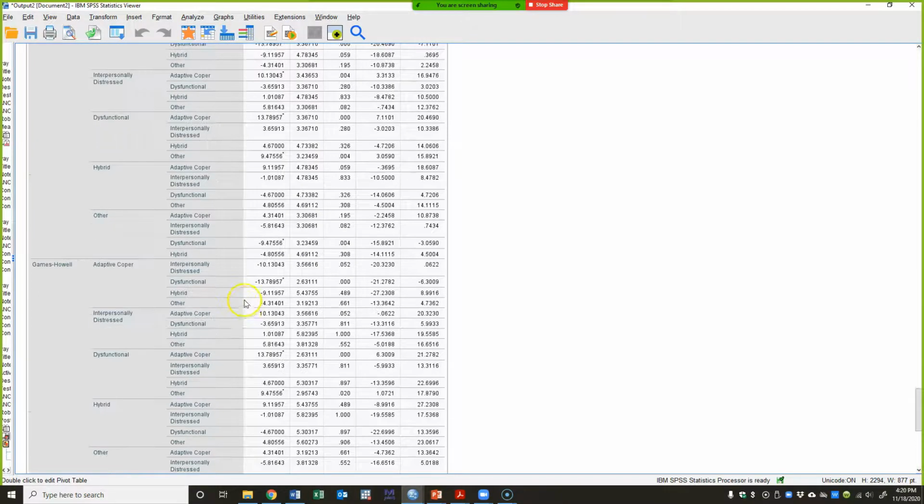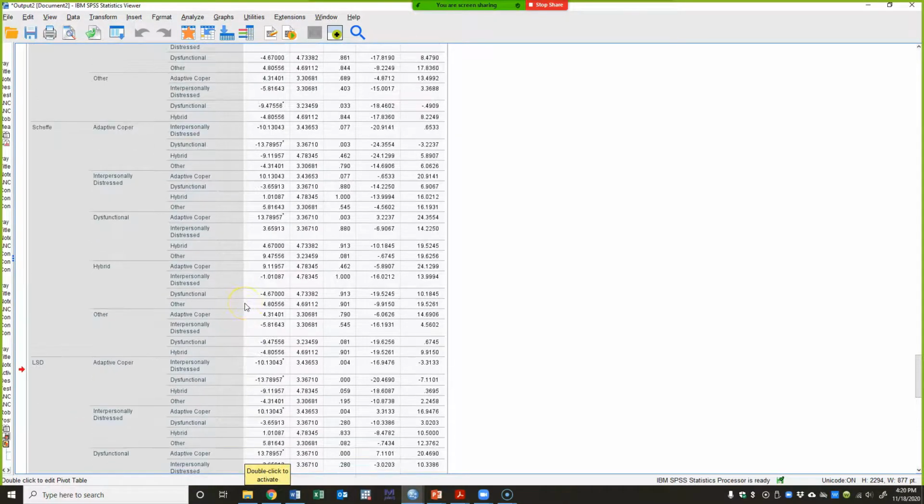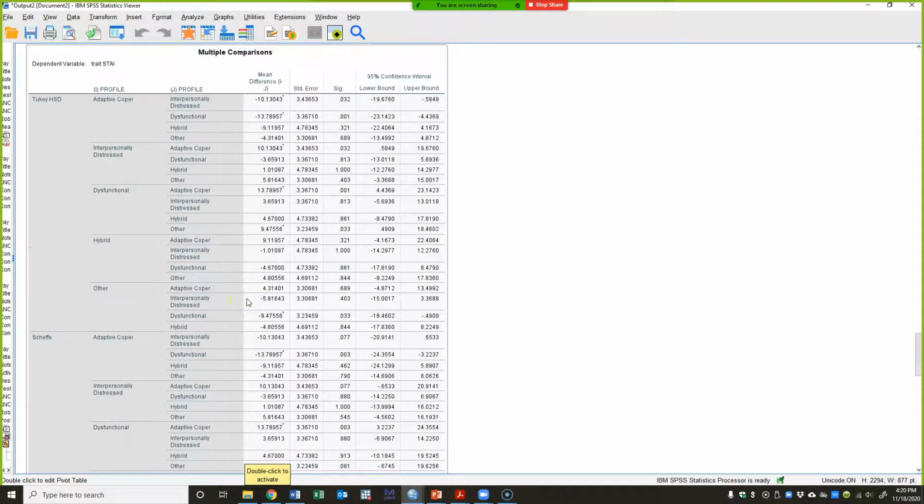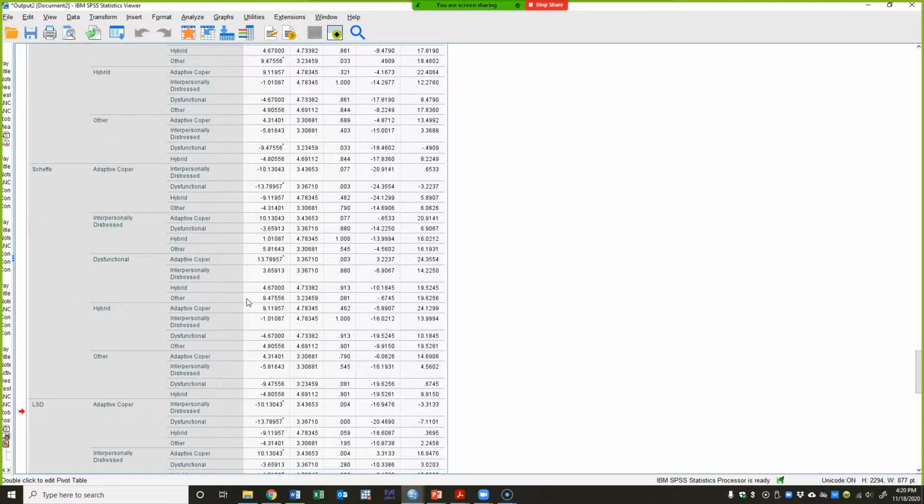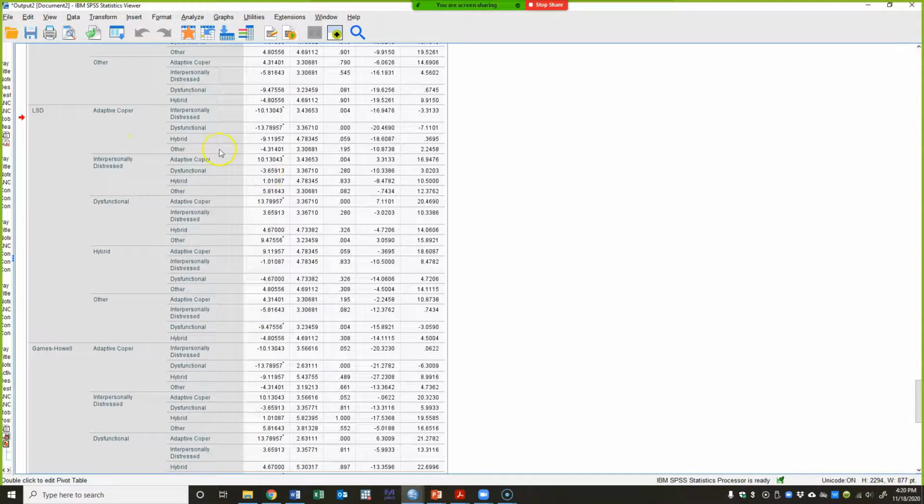If I'm going through and taking a look, let's go through real quick and take a look at LSD, right? Remember that this is our most powerful and sort of the least conservative comparisons for this stuff. Here we've got adaptive and distressed, adaptive and dysfunctional, and other, right? So we're getting more stuff popping up.